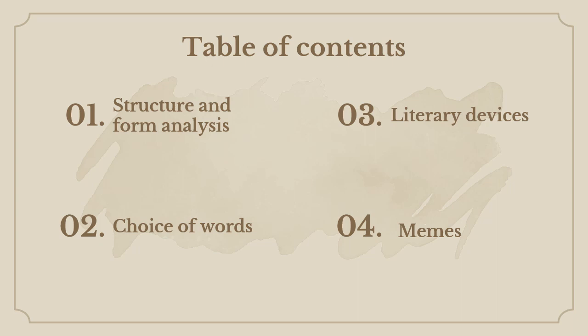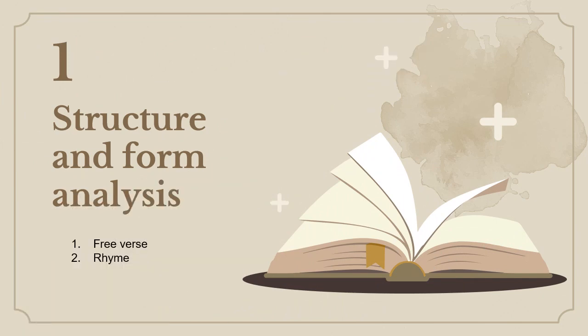Now we will talk briefly about structure and form analysis and literary devices, but we will dig deeply into choice of words. So let's start. Okay, first of all, structure and form analysis. There is no specific set of lines. It is free verse. The poem has 3 stanzas with 5 lines in each, except for the last stanza. It has 6 lines, and now we will discuss why.